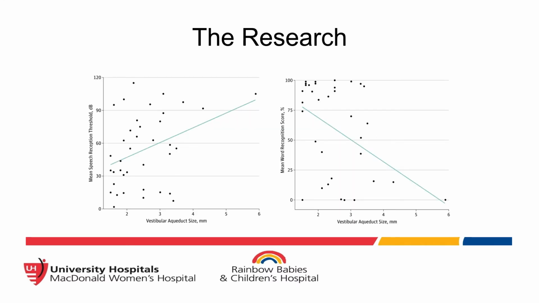We looked at 52 patients with a diagnosis of hearing loss and the radiologic diagnosis of EVA. We used the Valvasori criteria. We looked at speech reception threshold, word recognition score data, and then created mixed effects models where vestibular aqueduct size, the age at diagnosis of hearing loss, and the time since the diagnosis of hearing loss, tried to predict repeated measures of hearing ability.